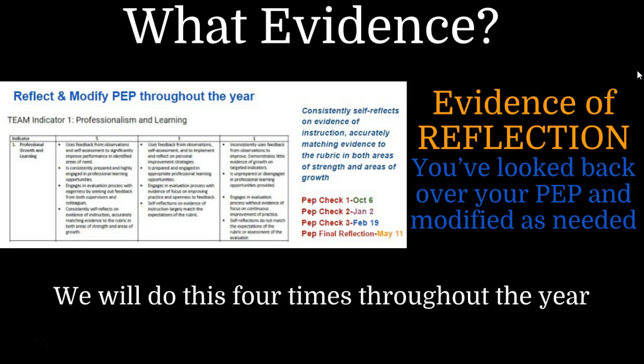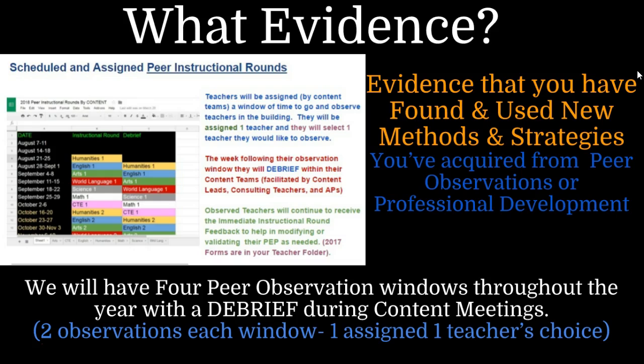So PEP checks, we'll call those, will happen on October 6th, January 2nd, February 19th, and May 11th. Evidence that you found and used new methods and strategies. The biggest part of that will be your peer observations, but of course also any professional development that you have participated in. We'll have 4 peer observation windows for each content department throughout the year, and a debrief meeting during content meetings at the end of those.